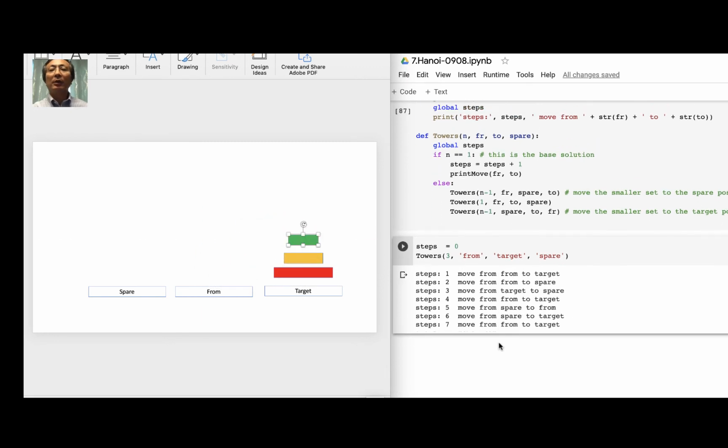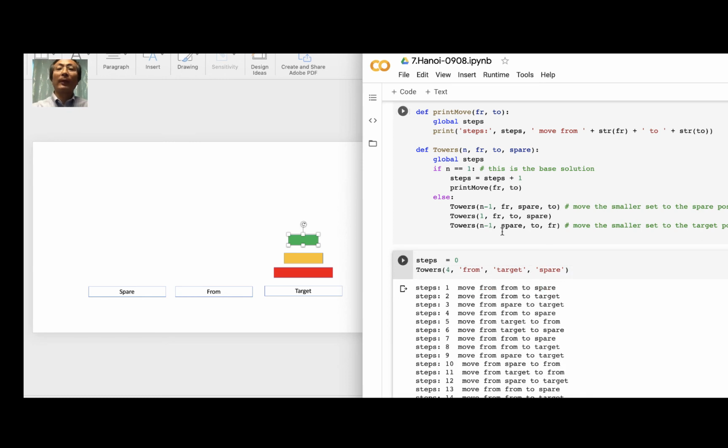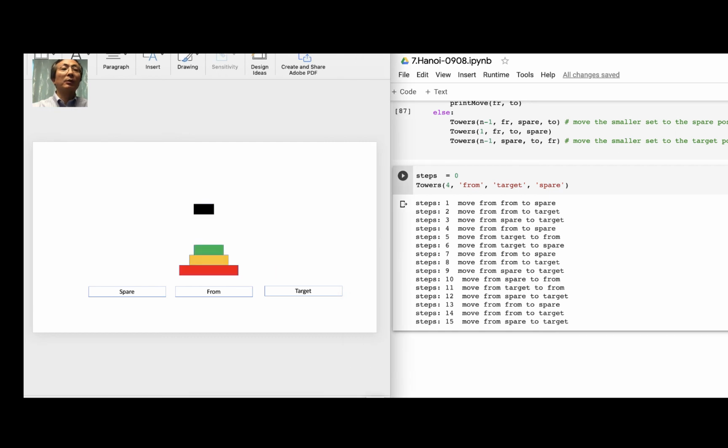You can actually try this for the number 4, and that will be 15 moves. If you follow it, hopefully it's working.